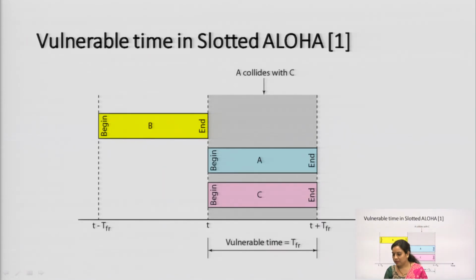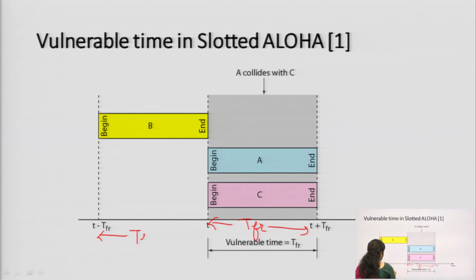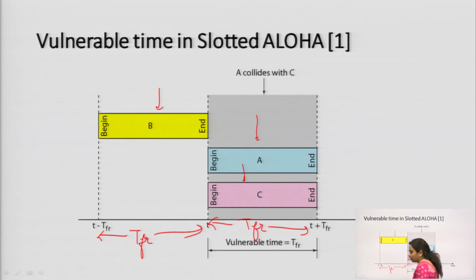This is the vulnerable time in Slotted ALOHA. As you can see, this duration is again known as TFR, which is the frame duration, and this duration is again denoted by TFR. This is the A beginning, this is the B beginning, and this is denoted by the C beginning. So, A collides with C. So, this is the vulnerable time in Slotted ALOHA that we have seen over here.